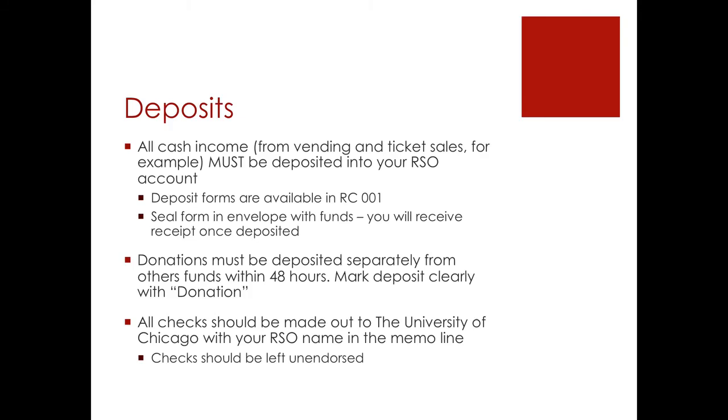When fundraising, all cash income, particularly from vending and ticket sales, for example, must be deposited into your RSO's account. Deposit forms are available in the Student Activity Center in the lower level of the Reynolds Club. Seal the form in an envelope with your funds and you will receive a receipt once it's been deposited. Please note that donations must be deposited separately from other funds within 48 hours of receiving them. Mark the deposit clearly with "donation" on the envelope. All checks should be made out to the University of Chicago with your RSO's name in the memo line, and checks should remain unendorsed.